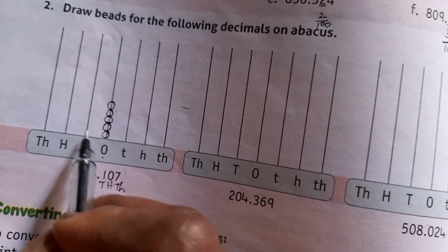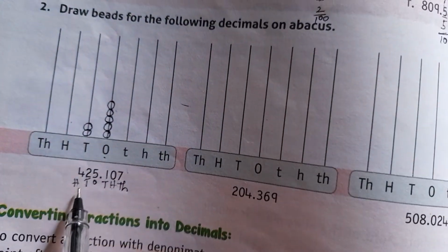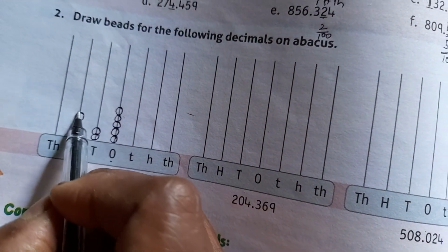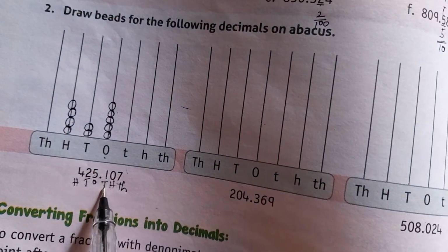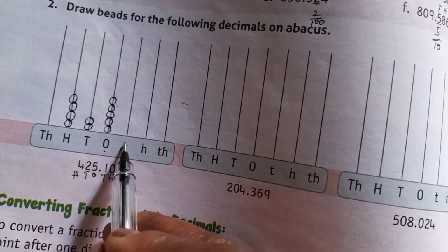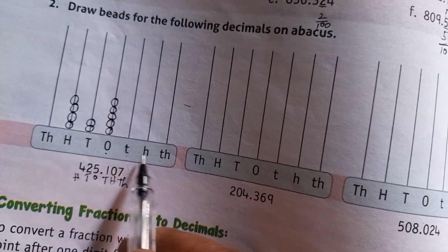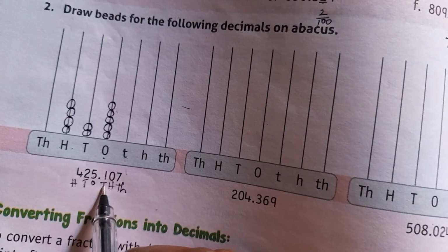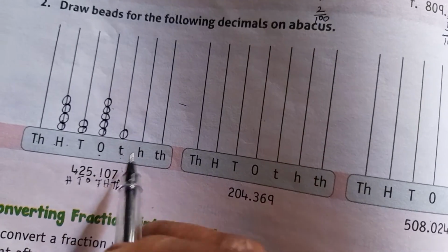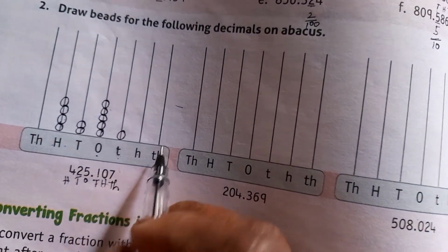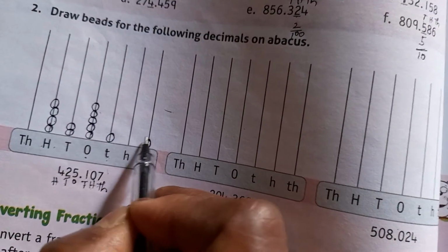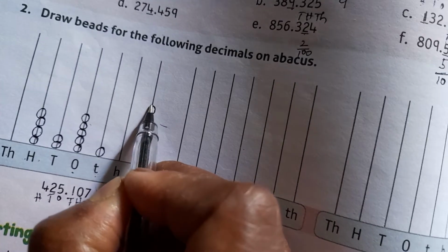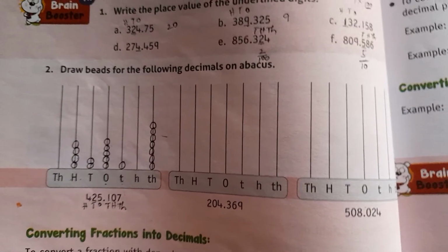What is in the tens place? 2. 1, 2. Hundreds place? 4. 1, 2, 3, 4. Tenths place. Here children, a small letter is used, a lowercase letter for the decimal part, and the whole number is given capital letters. Okay, now tenths is 1. Next hundredths, no number. So thousandths is 7. 1, 2, 3, 4, 5, 6, 7. Like this children, we need to complete this.